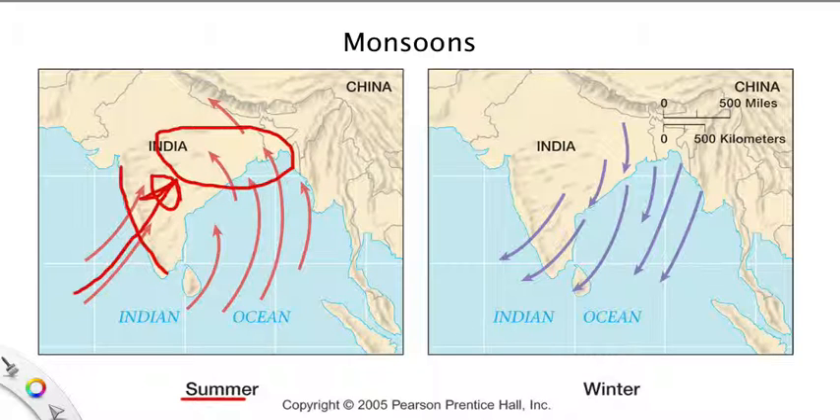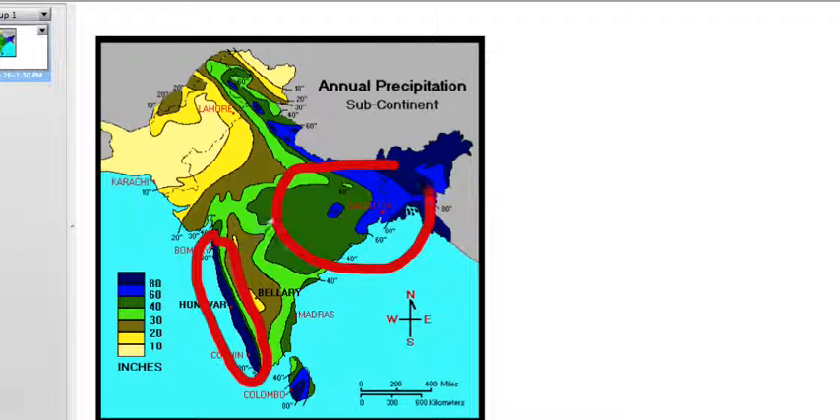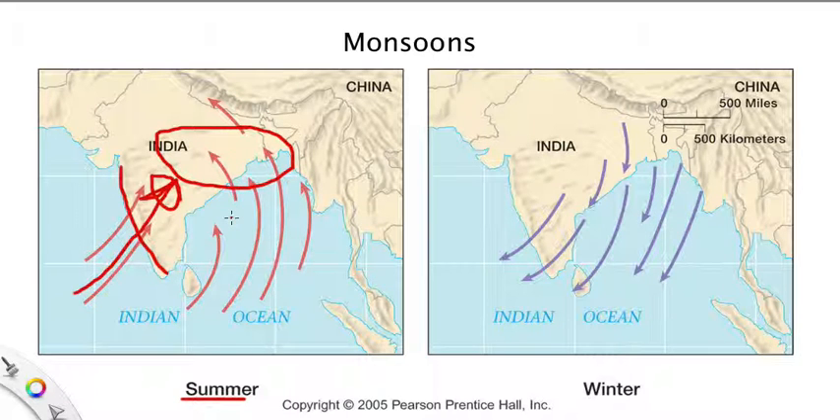Now we can also see that pictured here. Here's a map of annual rainfall in India. As you can see, along the coast, they get over 80 inches of rain a year, which is the most, the dark blue, and in the Ganges Valley. And you can also see in the middle here, where the mountains are and the Deccan Plateau, they don't get as much rainfall.